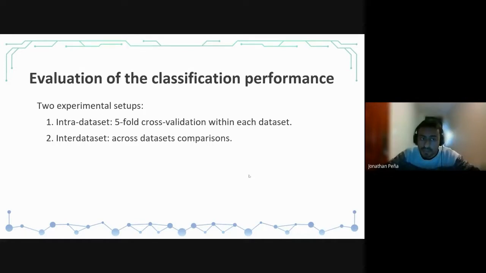For the evaluation of classification, they used two experimental setups. The first was an intra-dataset setup. They used a 5-fold cross-validation within each dataset. And the second was an inter-dataset evaluation, a comparison across datasets.